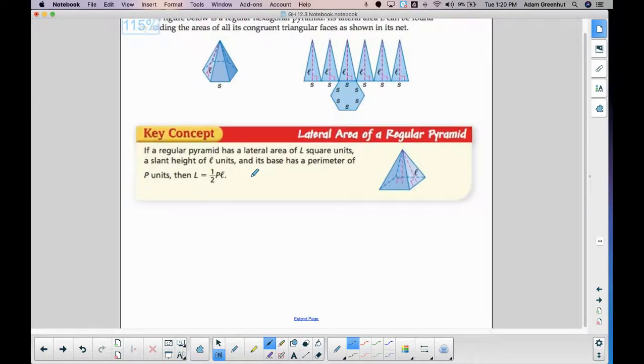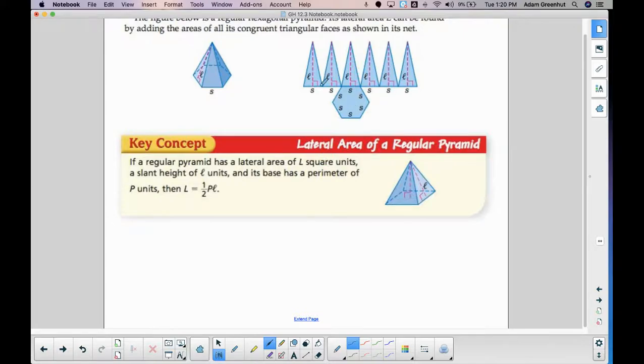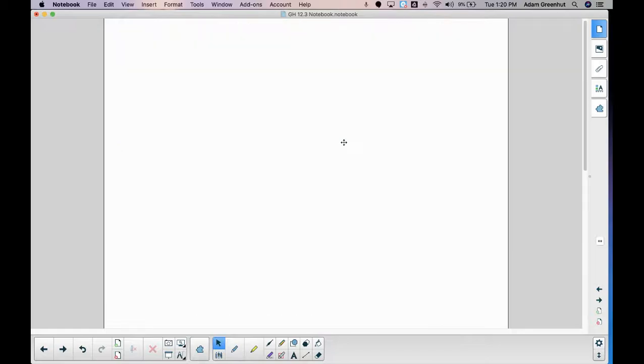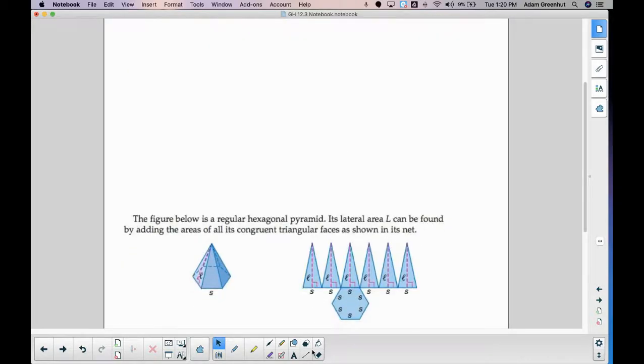To find the lateral area of a pyramid, we're going to want to find the sum of all these triangles. If I think of each triangle and I wanted to find the area of each of those, they're triangles, so I'd do half base times height. And then I'd multiply it by how many there are. In this case, since it's a hexagonal pyramid, there's 6 base edges, which makes 6 lateral faces. So I do 6 times half base times height.